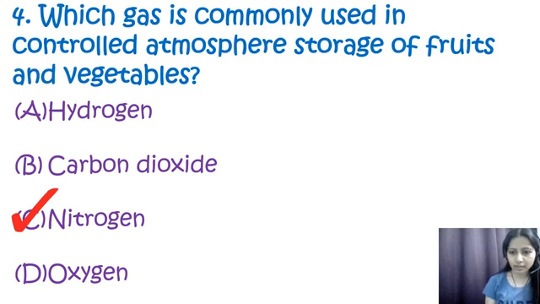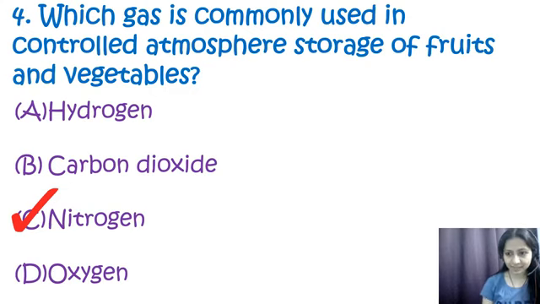So over here the most appropriate answer is nitrogen, but however it is important to note that these three gases, that is oxygen, nitrogen and carbon dioxide, play a role in the process of controlled atmosphere storage of fruits and vegetables, but nitrogen plays the most important or crucial role. That is why over here the most appropriate answer is nitrogen.